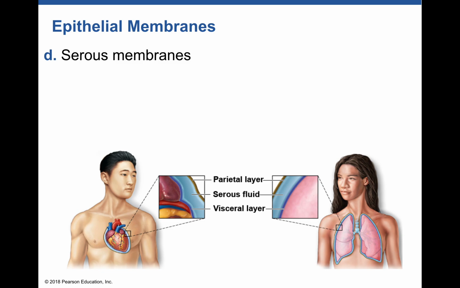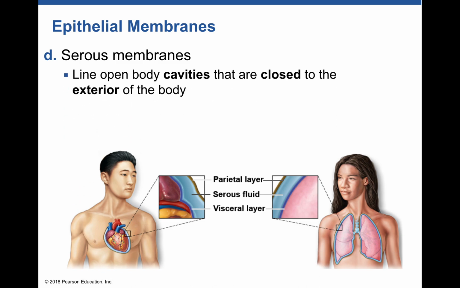The third kind of epithelial membrane is called a serous membrane. They line body cavities that are closed to the outside of the body. For example, the lining of your heart. You can't drink or breathe or urinate or anything like that that leads to your heart. So those body cavities are called serous. Likewise, the lining of the lungs, the outside surface of the lungs, not the air that's going inside, those would not be serous membranes, those would be mucous. But the outside lining layer, they are called serous membranes.